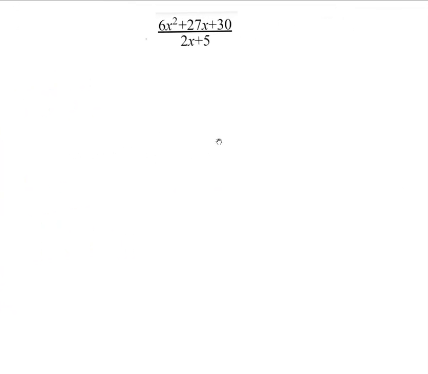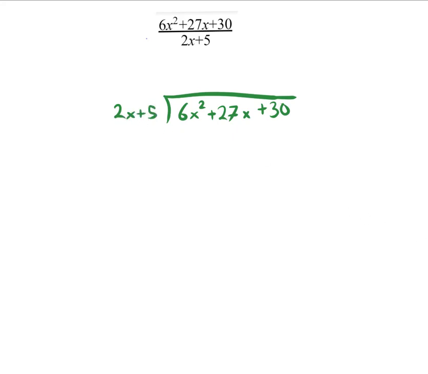I have 6x squared plus 27x plus 30, all divided by 2x plus 5. So once again, I'm going to set up my problem. Underneath the division sign, I'm going to put 6x squared plus 27x plus 30, right? And all of that's going to be divided by 2x plus 5, okay? And if you're looking at that right now, hopefully that's not looking really scary at this point. It shouldn't be too bad for you.